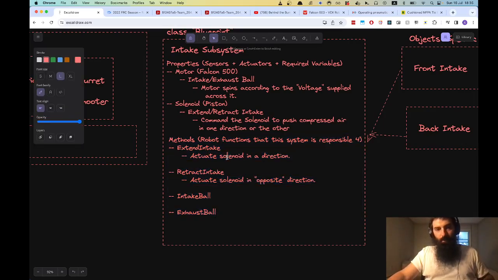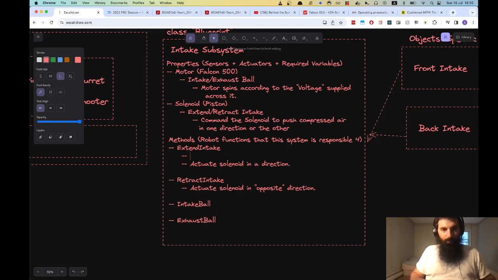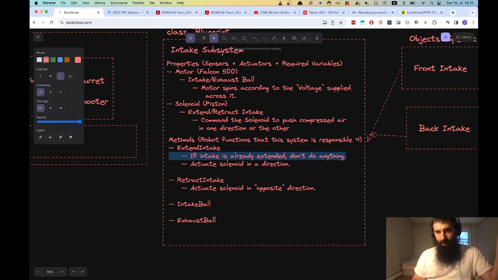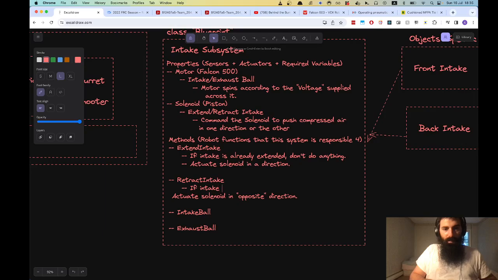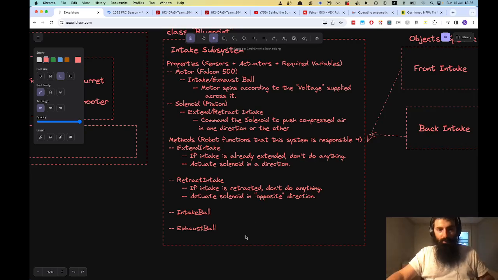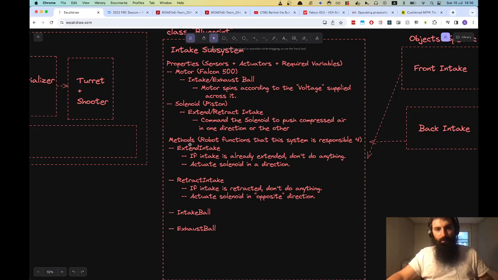There is more logic to this, which you can conceptualize. If intake is already extended, don't do anything, right? You can add logic so you're not trying to do something that you've already done. You shouldn't try extending the intake if you're already in an extended state. Also for retracting the intake, if intake is retracted, don't do anything. So this is more like control logic that we're starting to develop into these methods. These are the two primary methods for extending and retracting.